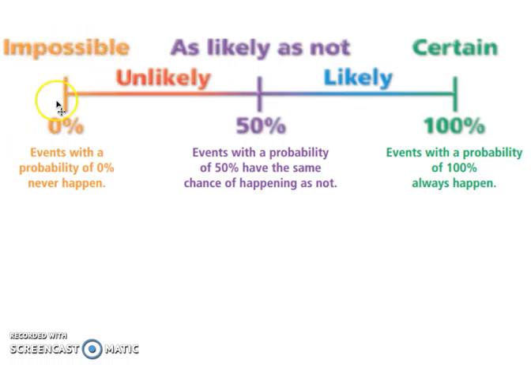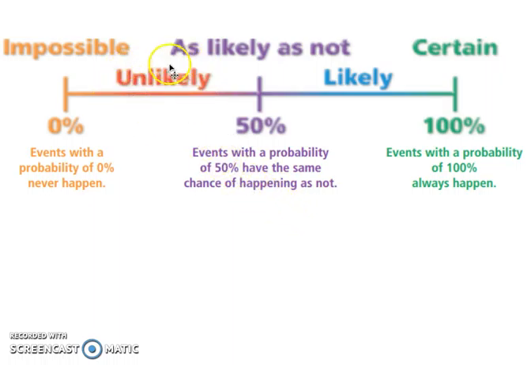If something is impossible to happen, that means it's never going to happen. It has a probability of 0%. If something is certain to happen, meaning every single time, no matter what, you're going to have that result, that's 100%. So events with 100% probability are always going to happen. Events with a probability of 50% have the same chance of happening as not. Like flipping a coin. You have a 50% chance that it will land on heads.